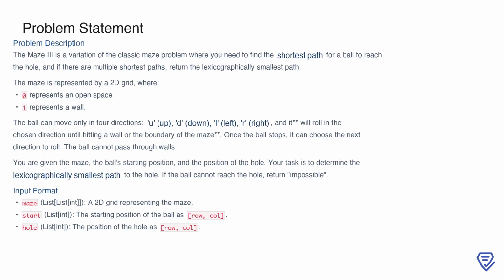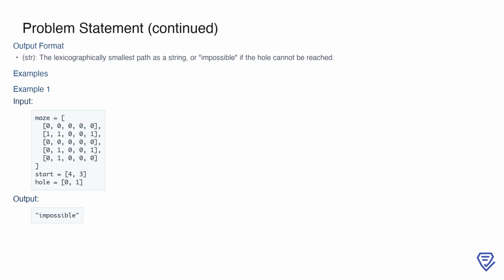The task involves determining the path that gets the ball to the hole, or returning impossible if the hole cannot be reached. The input includes the maze grid, the starting position of the ball, and the position of the hole. The output for this problem is either a string representing the lexicographically smallest path to the hole or the word impossible if the ball cannot reach the hole.